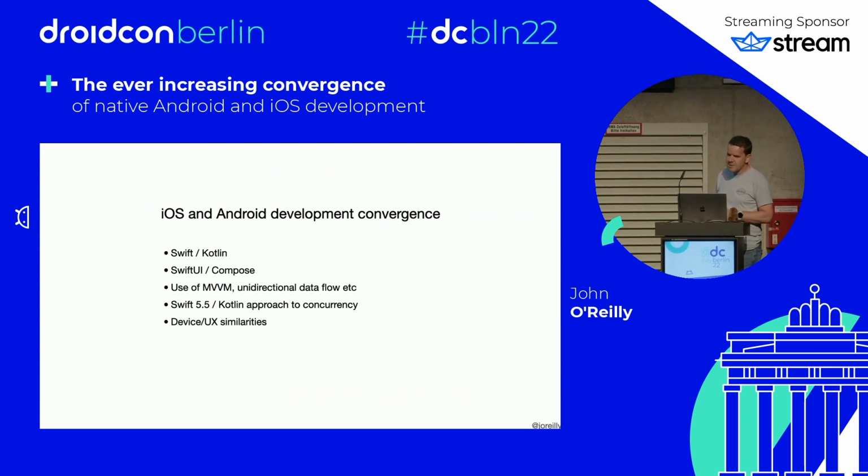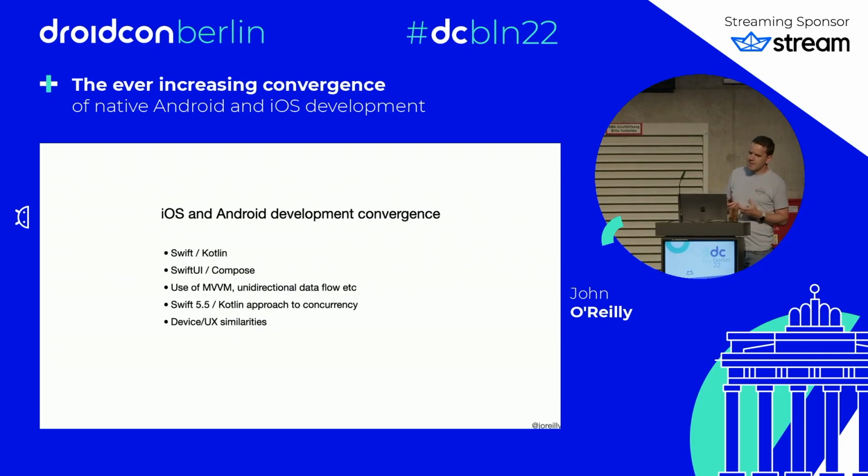So as the title suggests, we're going to talk today about a couple of key areas that I feel have contributed to the increasing convergence of native iOS and Android development. An emphasis on native here, by the way. First up, we'll cover some examples of how similar the Swift and Kotlin languages are. This isn't necessarily something new, but is, of course, an important element to this dynamic.